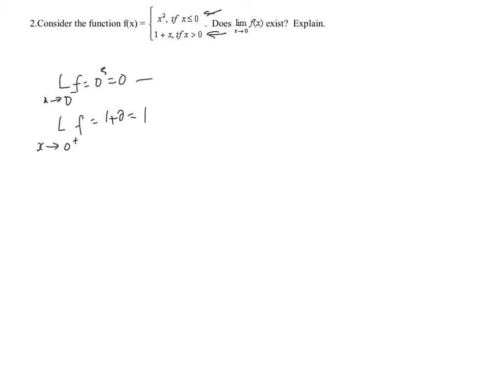You can see that these two limits are not equal, so this means that the function is discontinuous, and since left and right are not equal, this means that this is a jump discontinuity.